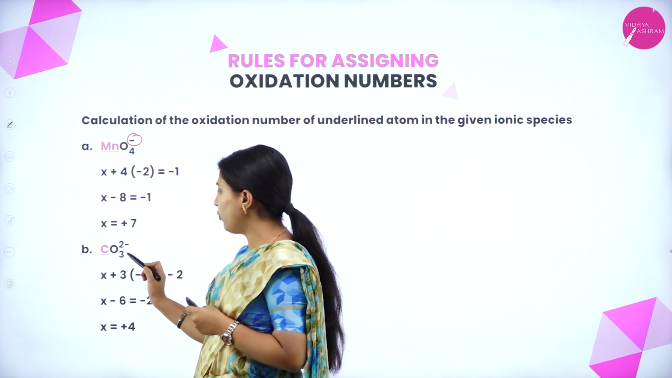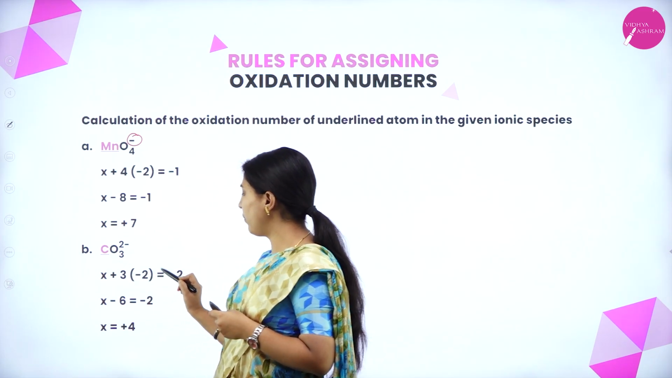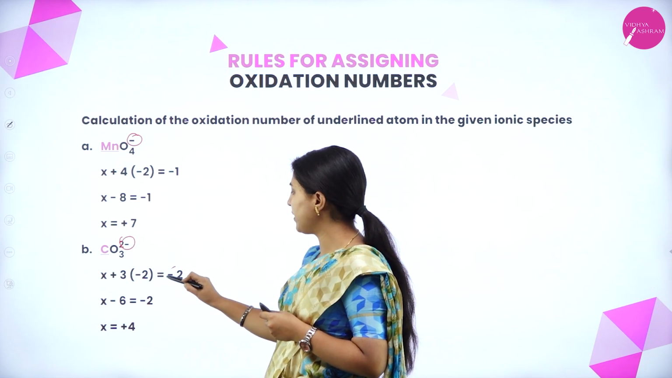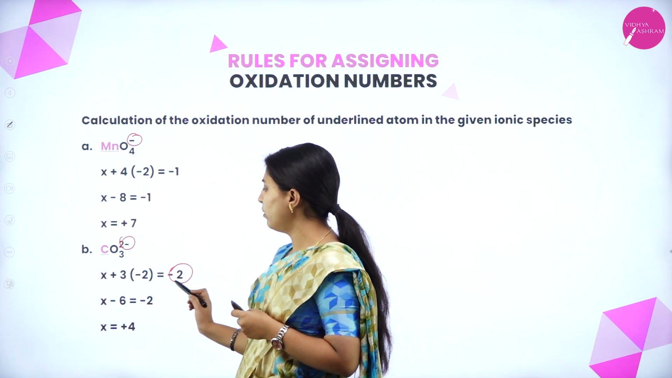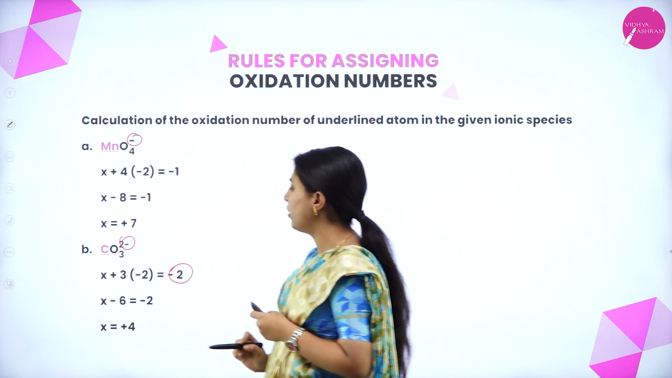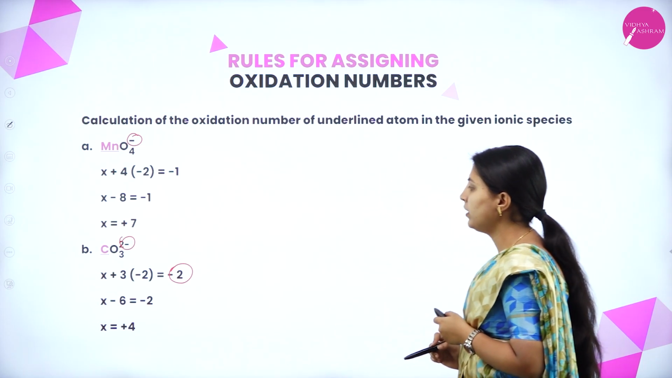This is carbonate, CO3 2-. x plus 3 into -2 equals -2, because the -2 charge is present here. x minus 6, 3 twos are 6, equals -2. So x equals +4. Taking the -2 across, +4 will be present.